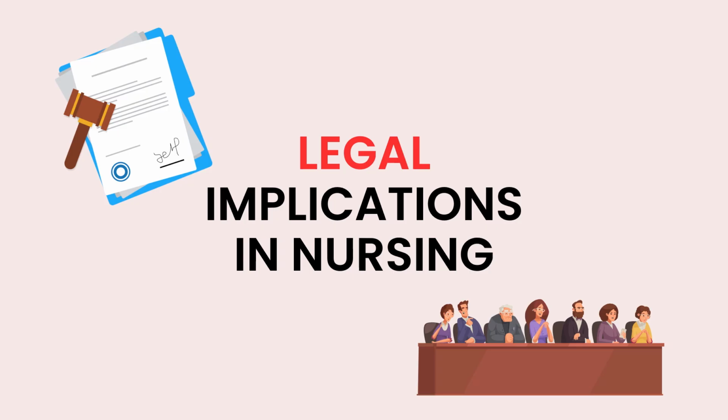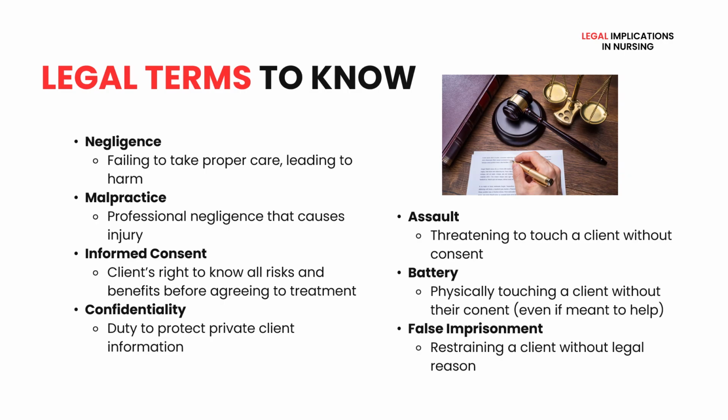So next is legal implications in nursing. So legal terms to know: negligence. This is failing to take proper care, and that leads to harm. Malpractice, that is going to be a professional negligence that causes an injury. You also have confidentiality. That is the duty to protect patient information and keep it private.